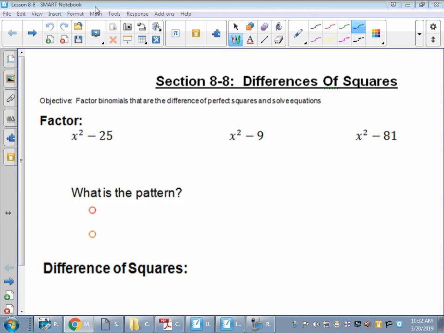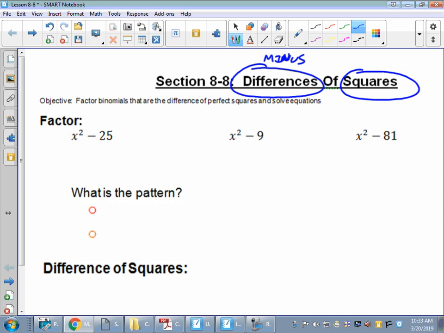So when we think about that, difference means minus or subtraction, right? And then squares means they're perfect squares. Perfect squares, so things you can take a square root of. Okay? So if we just jump right down to our first example here, x squared minus 25.